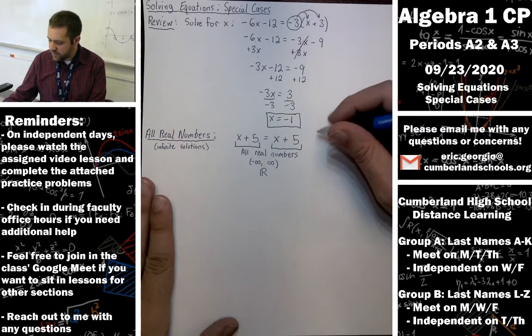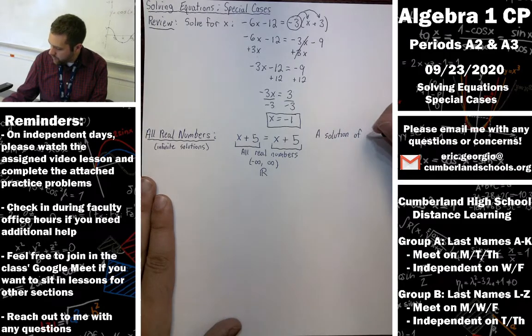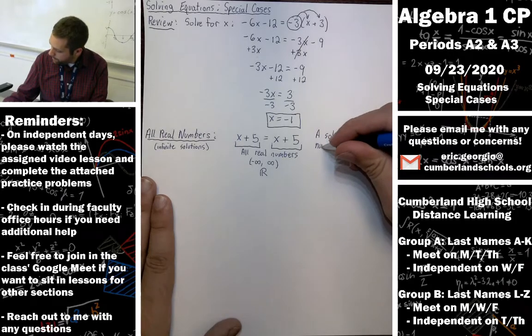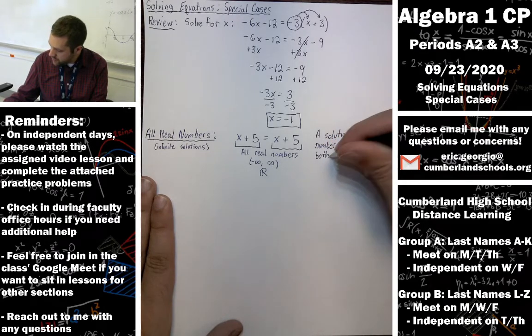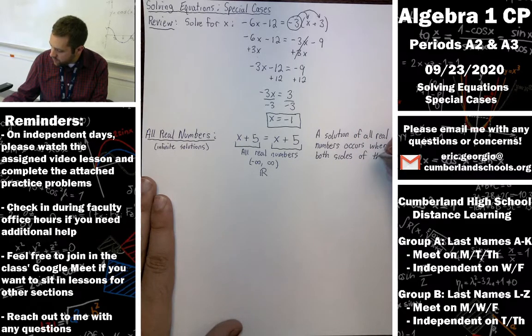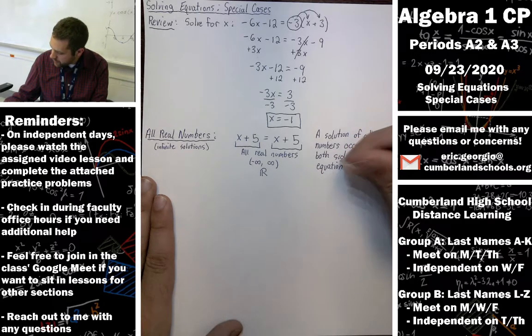And just to write it down so you have it in your notes, a solution of all real numbers occurs when both sides of the equation are identical.